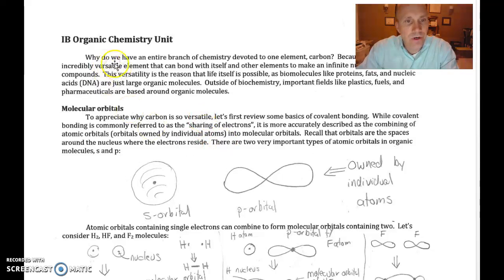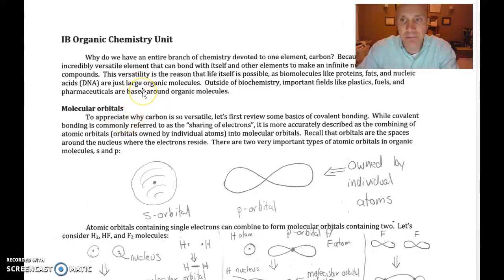So today we're going to start our unit on organic chemistry. And I'm first going to start off by just saying a little bit about why we have this entire branch of chemistry devoted to a single element on the periodic table. And it's because carbon is just an incredibly versatile atom, right?